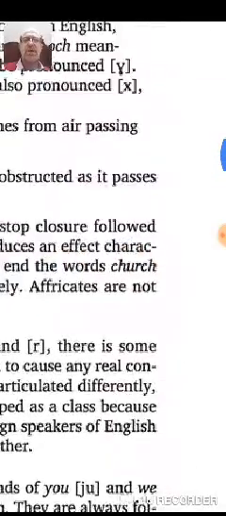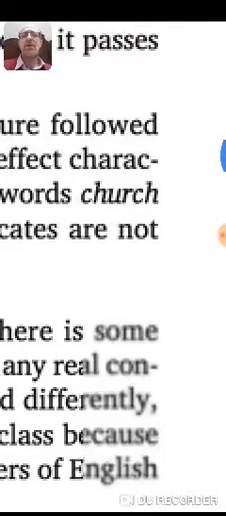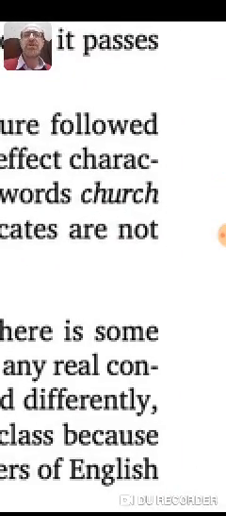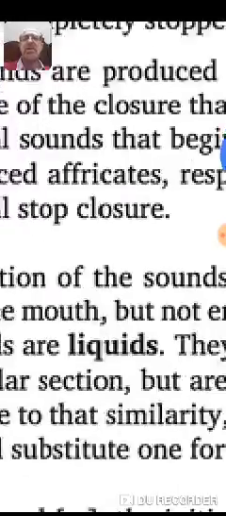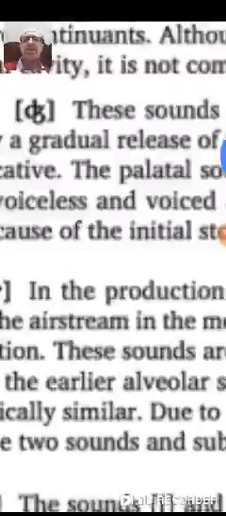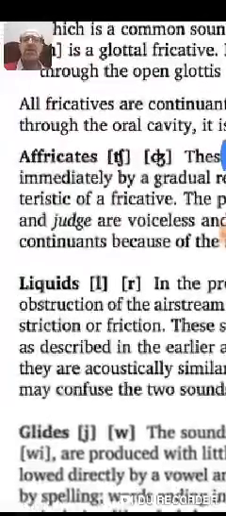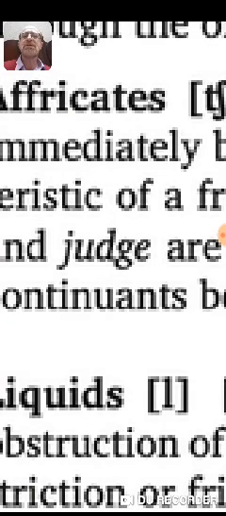The beginning of the word church and the end of the word church is an affricate. And the second one is again another one. It is judge. The beginning of the word judge has a j in it, and the last part has a j. Judge. Okay, easy for you.